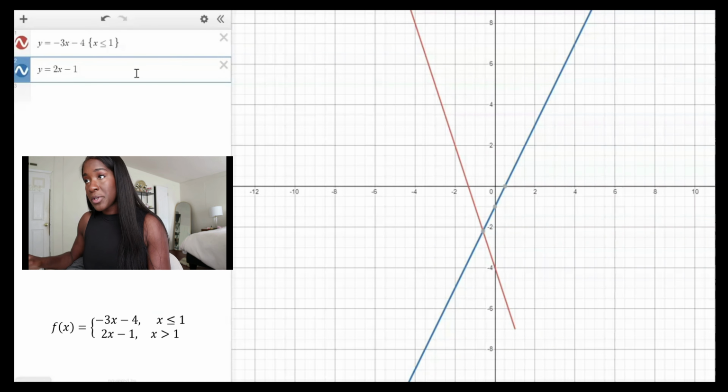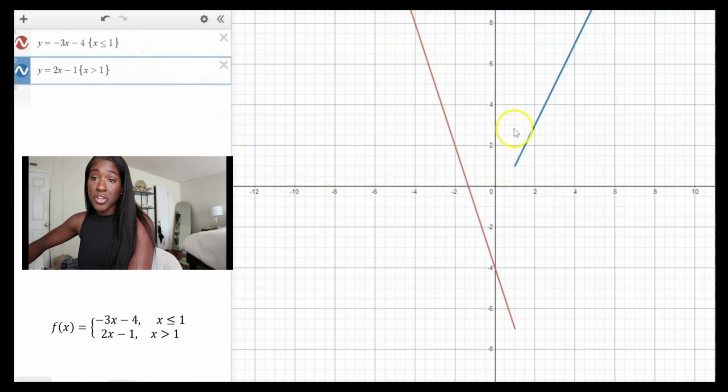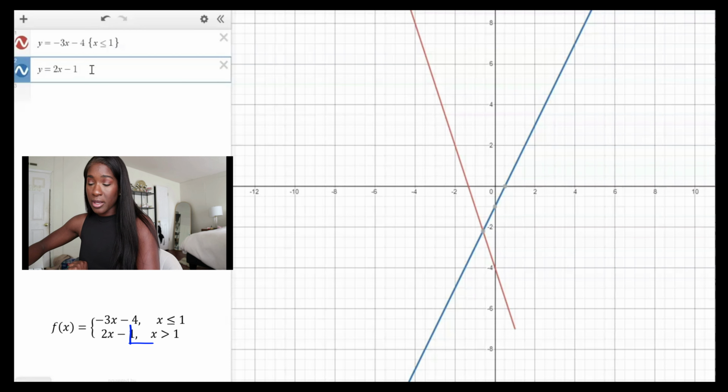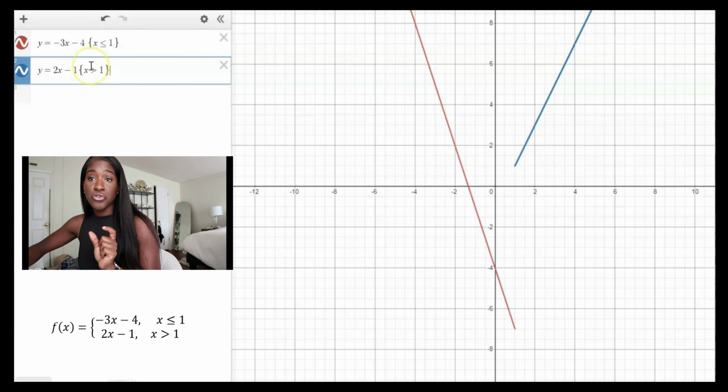Now I'm also going to put in the inequality that we had for the second piece, which was that x is greater than 1. You see how that chops off a piece of the blue graph? This is what the entire blue graph looks like. And now this is what the new blue graph looks like with that restriction on x.